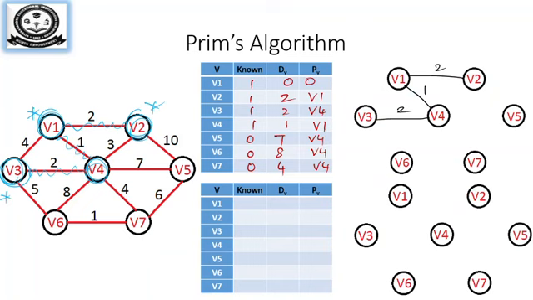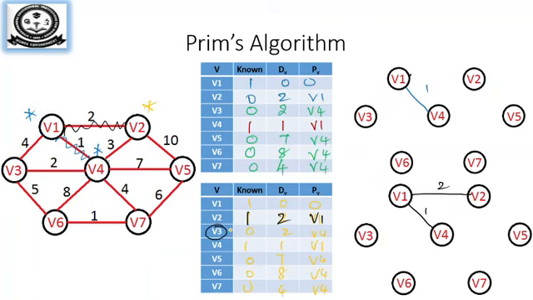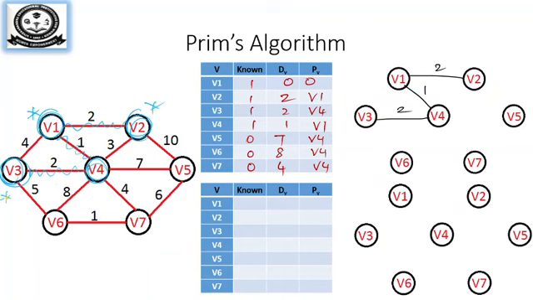So now we are going to make V3 a known vertex because the next minimum vertex is V3. So now V3 is marked with a star. The previous vertex is V4. So you can see in the minimum spanning tree V3 and V4 are connected with the distance 2. Now which are the vertices adjacent to V3? You can see V1, V4 and V6. In this, V1 and V4 are already visited, only V6.